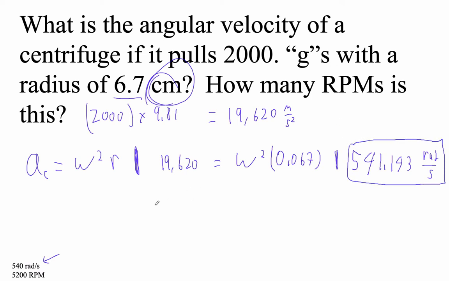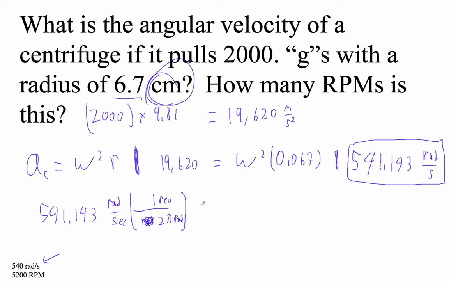Okay, and then how many RPMs is that? Let's do it. 541.143, and that's radians per second. Get rid of radians, right? So 2 pi radians is 1 revolution, right? Here, I'll write radians after it the way we're supposed to. So 1 revolution is 2 pi radians. That'll get rid of radians.